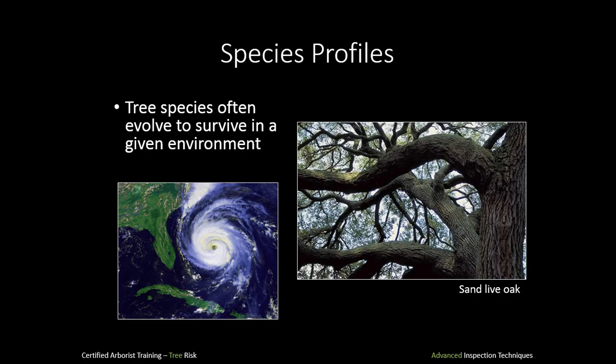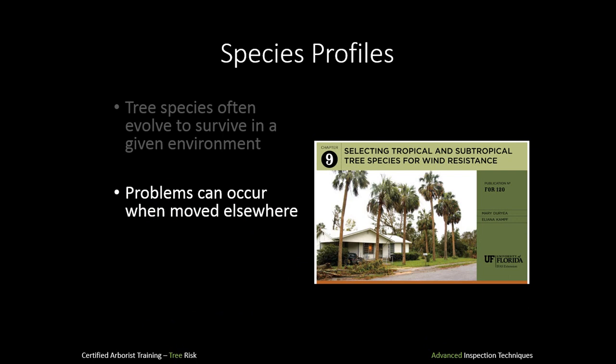Species profile and site history. Trees often evolve to survive in their given environment. So sand live oak, I love this tree. It's like live oak's scrappier counterpart, and this is a species that has grown in the state and is very resistant to hurricanes, according to some of Mary Derrier's work from the 2004 and 2005 hurricane seasons.